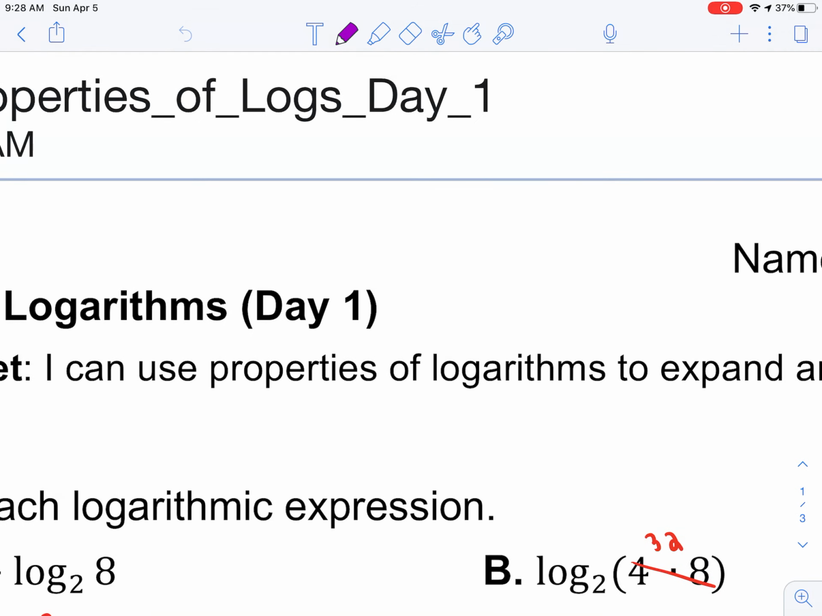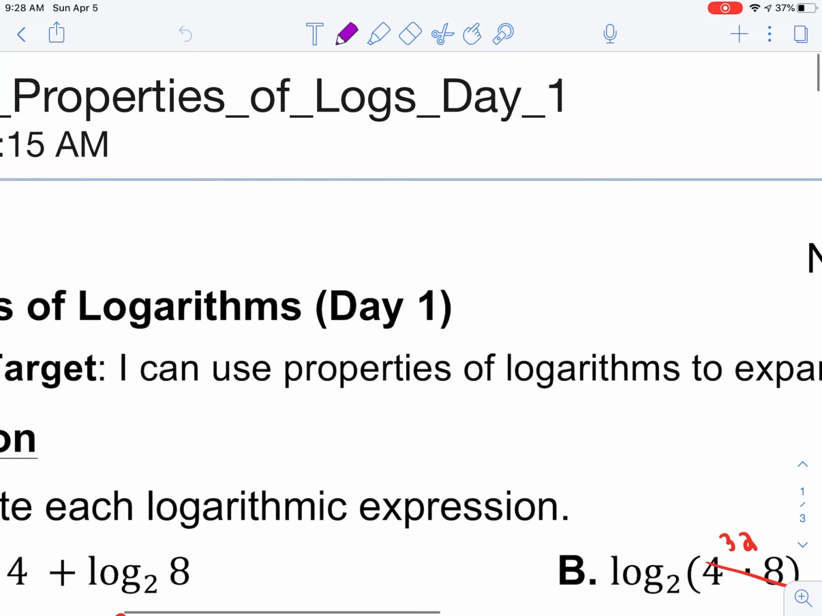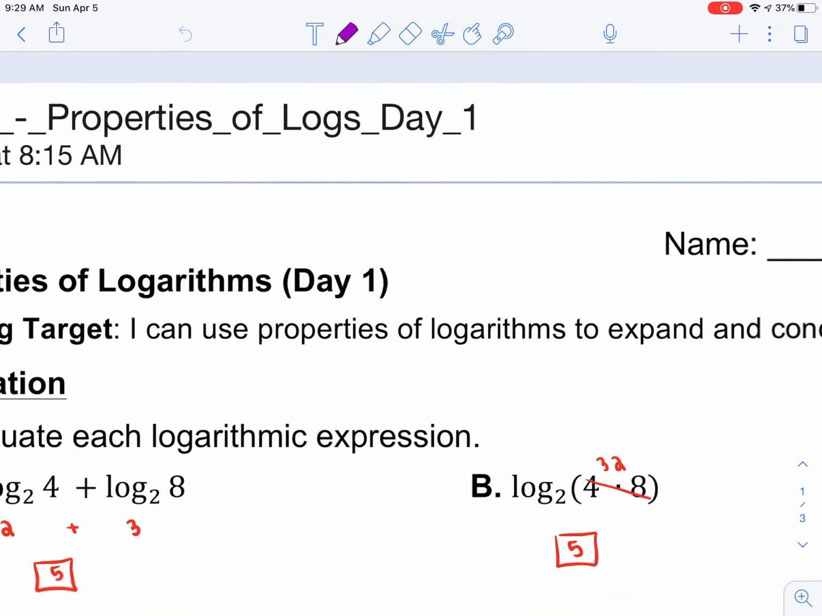For part B, I would like for you obviously to multiply those numbers together first, and then think 2 to what power is 32, and then compare the answers you got for A and B and think about what does this mean. I then want you to complete the other questions the same way for this exploration and then come back and watch my video.